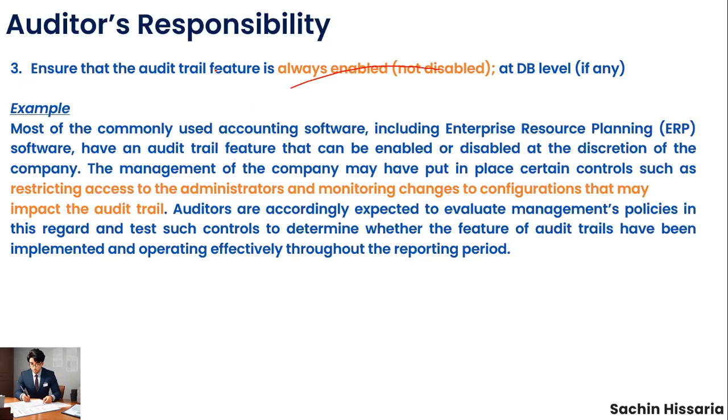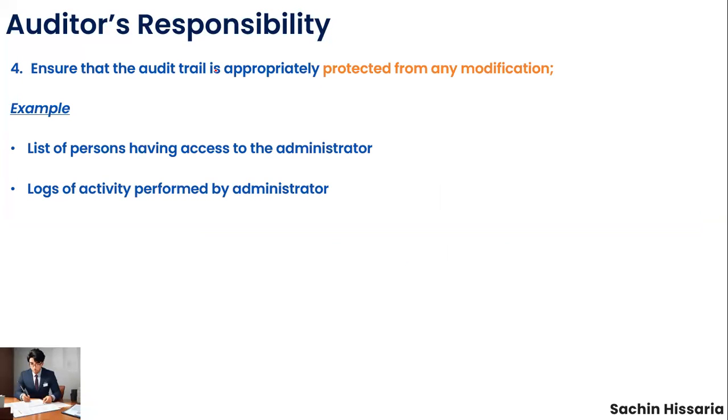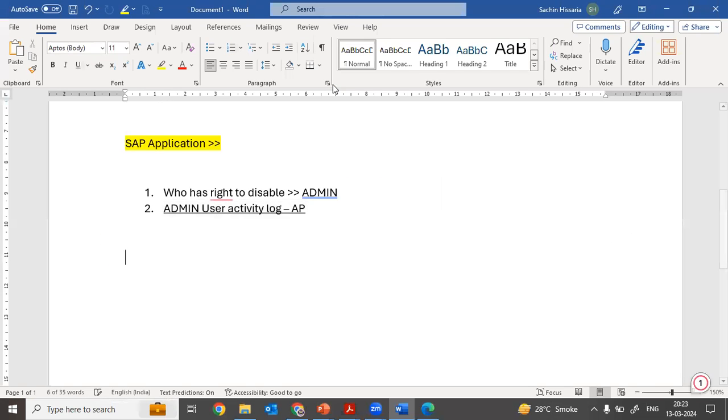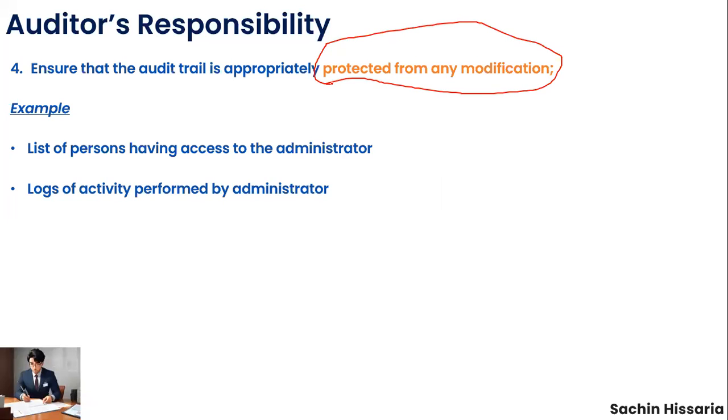Okay guys, so this is point number 3. Point number 4, where as an auditor, we need to ensure that the audit trail is appropriately protected from any modifications. So as an auditor, we need to ask again here, who has a right to delete the audit trail, who has a right to edit the log. Generally, this right should not be given to any person. In the audit trail, edit log rights, nobody should have a right to edit the log. Otherwise, your logs can be tampered.